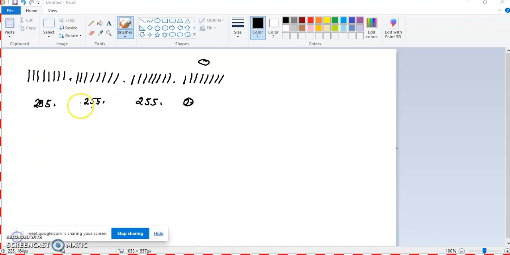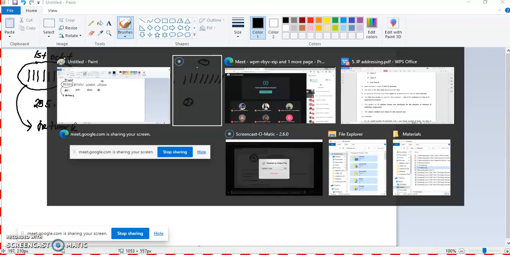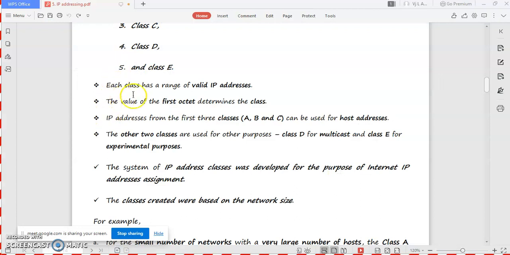So the first octet is this first one. This is the first octet because it contains 8 bits, right? 1, 2, 3, 4, 5, 6, 7, 8. In class A, the first octet represents the network. So each class has a range of valid IP addresses. The value of the first octet determines the class.